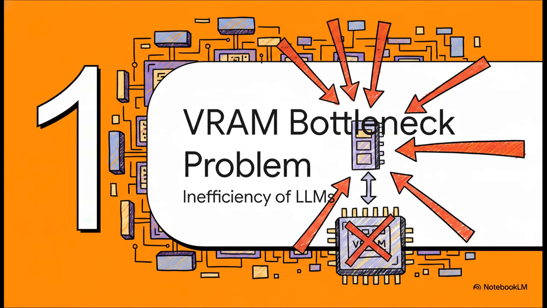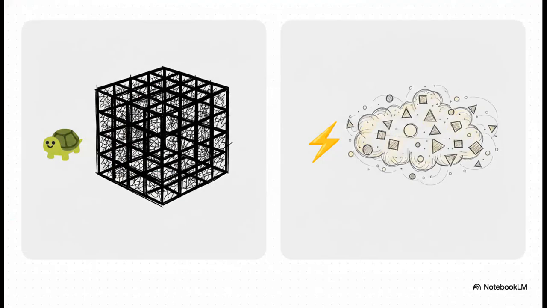Okay, Section 1, the VRAM bottleneck problem. Let's start by exposing the inherent inefficiencies of traditional large language models. Honestly, processing linear transformer models the way we do right now, it's fundamentally broken. Think about it. When you prompt an LLM about quantum physics, calculating neural weights for cooking recipes is just a massive waste of sequential compute.